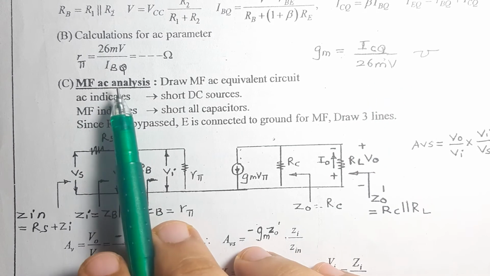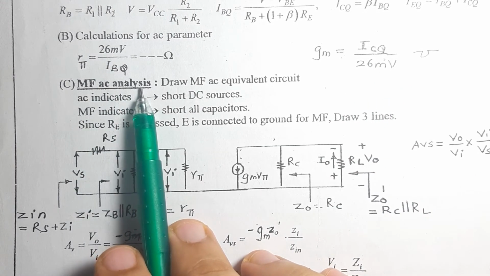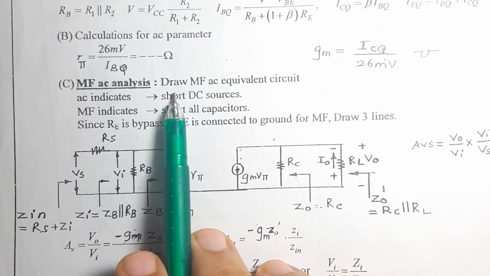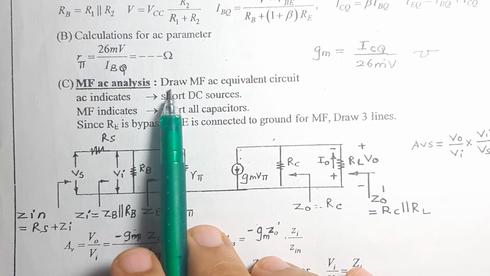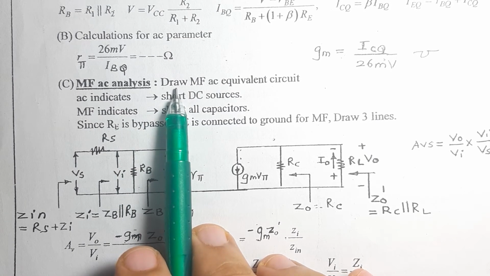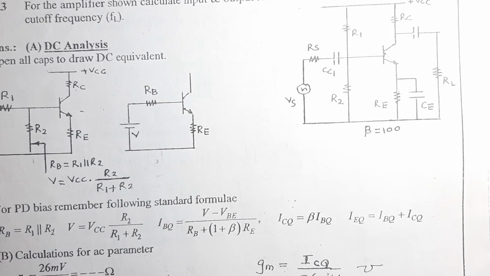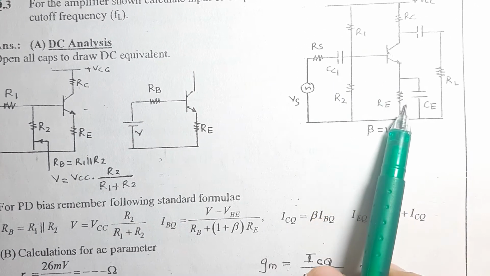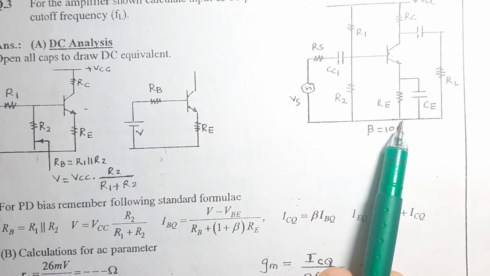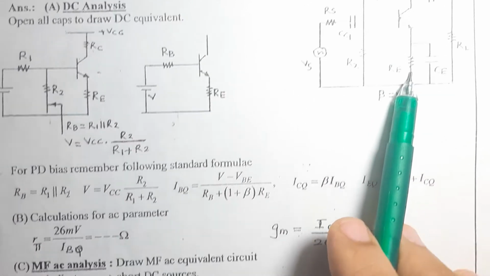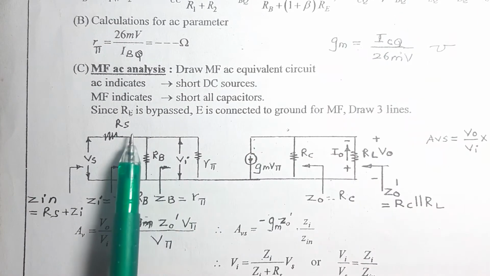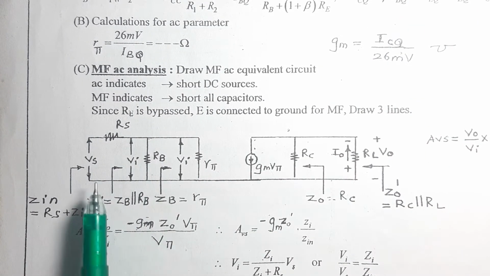Now first of all, the MF AC analysis which we were doing in the previous lectures was very simple in nature. In MF analysis we need to ask ourselves a question: is RE bypassed, or is the emitter connected to ground for AC? If the answer is yes, then we need to draw 3 lines over here, 1, 2 and 3.